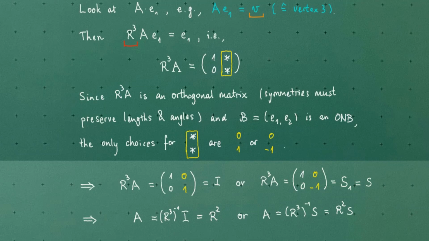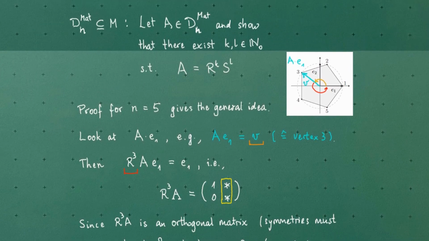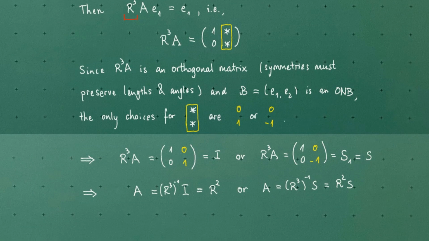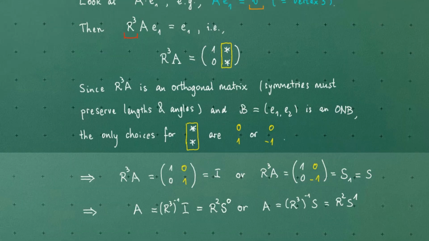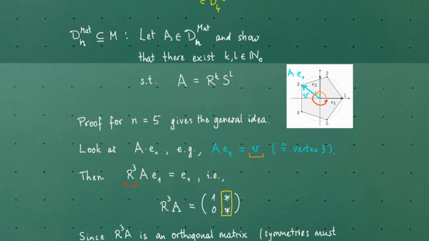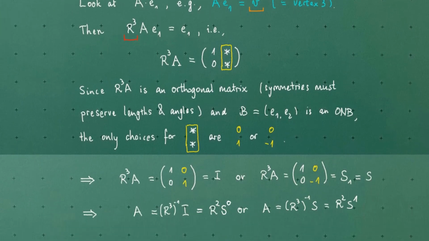So in the first case, A is of the form r squared, which is exactly what we wanted. We have found k is 2 and L is 0. So I could put s to the 0th power here. In the second case, I again multiply by the inverse to obtain A. So A is this here, the inverse times S, and again this is just r squared, so I end up with r squared s to the first power, which again is of this form here. And that's it. That's what we wanted to show.